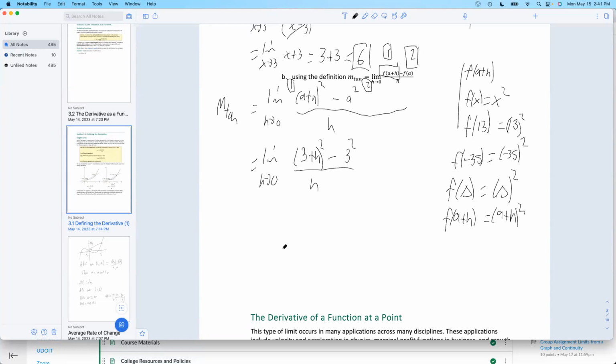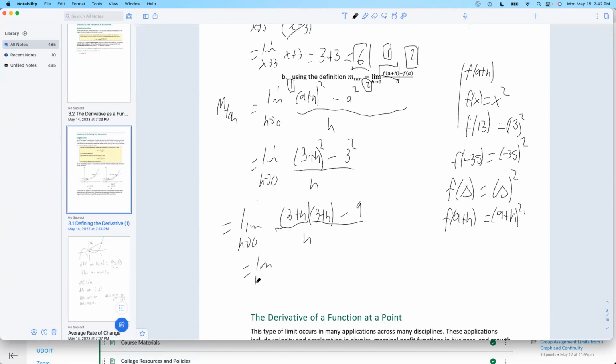Now, what does it mean to square something? Squaring something means multiplying it by itself. So I'm still going to write limit as h goes to 0 at every step. I'm going to write this out: 3 plus h times itself. That's what it means to square something. I'll go ahead and do that. 3 squared is 9. And now I got a FOIL.